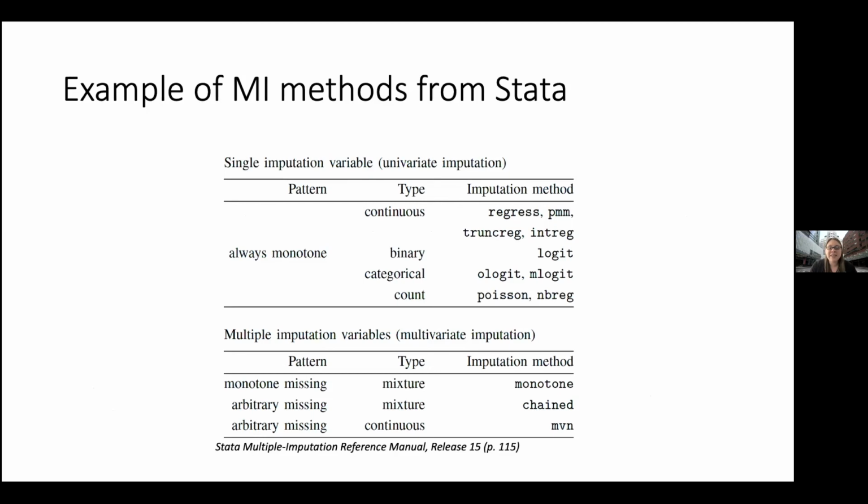Just as an example, pulling from the Stata reference manual on multiple imputations, you can see some of the methods that are implementable in Stata. I'm a Stata user. It's broken down by whether you're doing a single variable univariate imputation versus multivariate imputation. And then the method you can choose is based off of the pattern of the data, the type of data that you have, and these are the options that you can choose from.